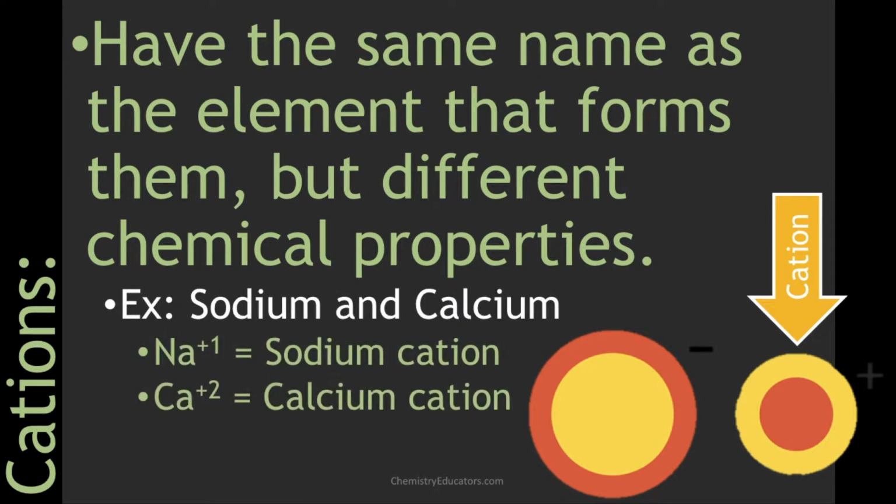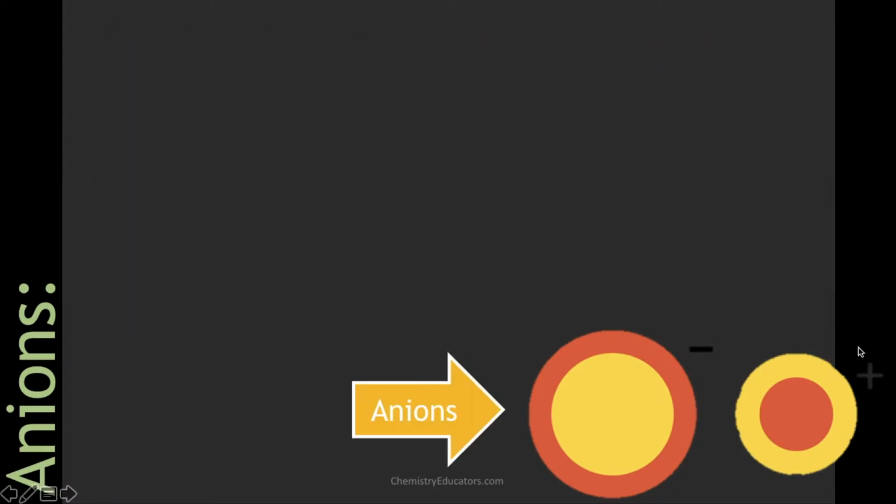Okay, so sodium and calcium are both cations, but they have different chemical properties. For example, this one right here has a +1 charge. It's going to be looking for another ion on the right side of the periodic table that has a -1 charge. This one has a +2 charge. It's going to act chemically different than the sodium ion.